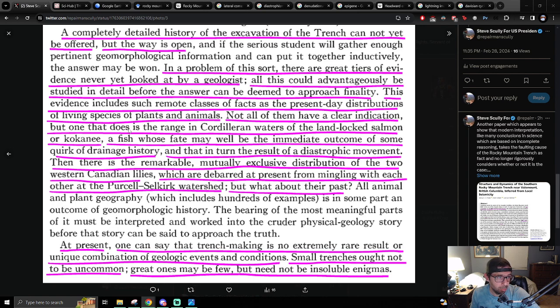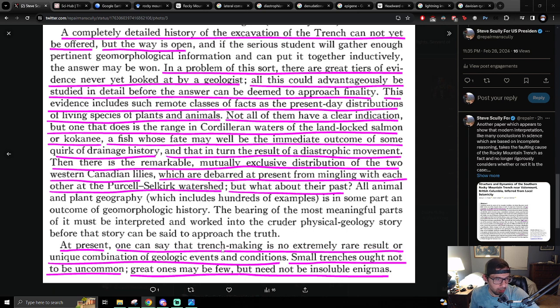Not all of them have a clear indication, but one that does is the range in Cordilleran waters of the landlocked salmon, or kokanee, a fish whose fate may well be the immediate outcome of some quirk of drainage history, and that in turn the result of a diastrophic movement. Then there is the remarkable mutually exclusive distribution of the two western Canadian lilies, which are debarred at present from mingling with each other at the Purcell-Selkirk watershed. But what about their past?